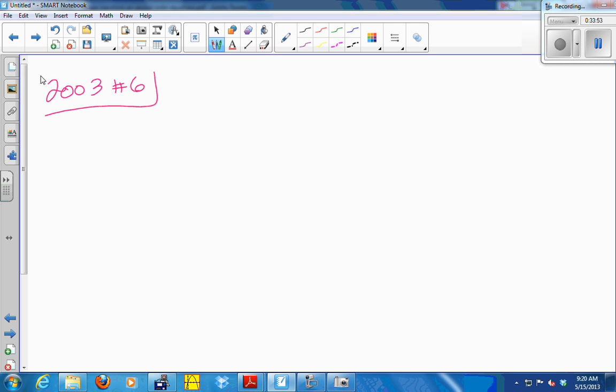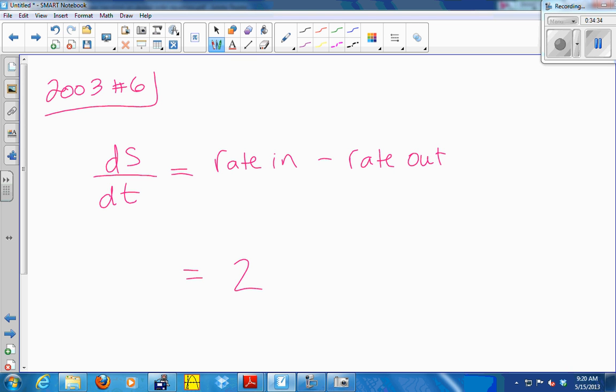Okay. So the rate of change of the amount of syrup in the tank with respect to time is ds dt. So this should be the rate in minus the rate out, right? The rate that the syrup's being put in minus the rate that the syrup's being taken out. Okay, so what did they say about how the syrup is being added? 2 gallons per minute. So my rate in is a 2. It's already a rate in gallons per minute.